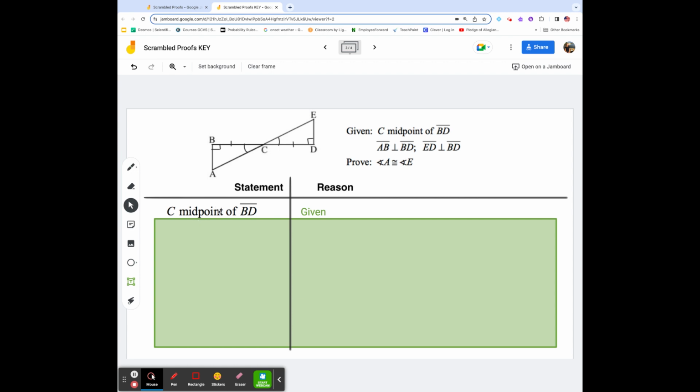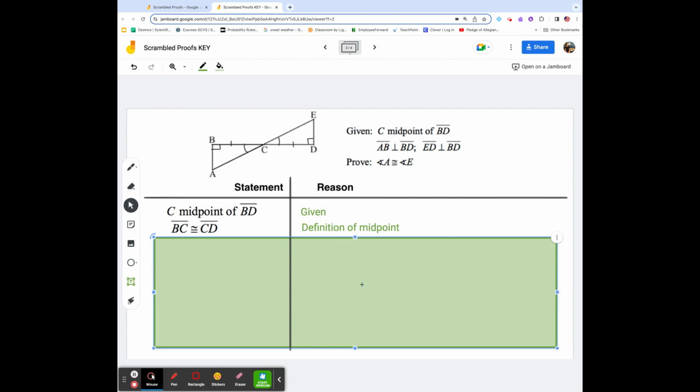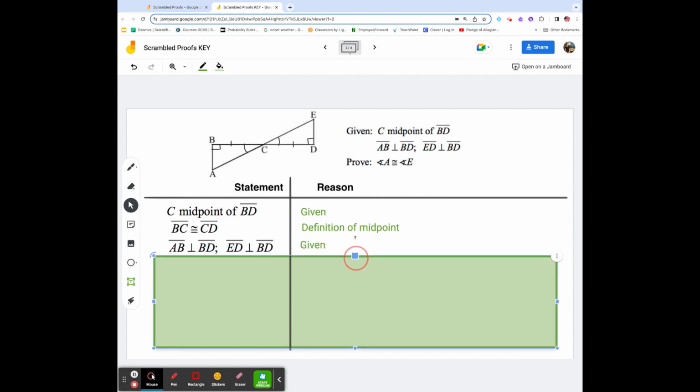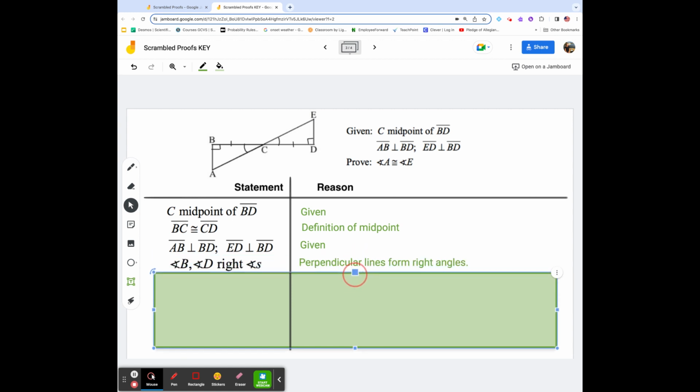I start with the given information that C is a midpoint of BD, that's given. I then go on to say, by the definition of midpoint, that BC is congruent to CD. So what I do when I complete these proofs is I start with the given information, and then any fallout from the given information comes next. So there's another piece of given information that these sides are perpendicular. That's given. And the fallout then is that the angles are right angles because perpendicular lines form right angles.